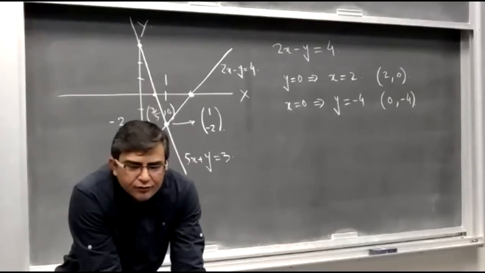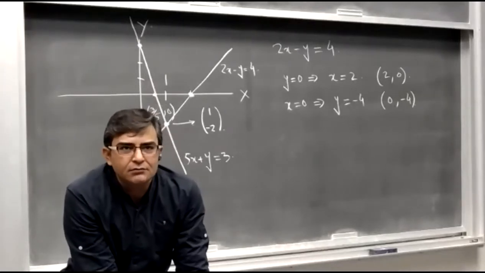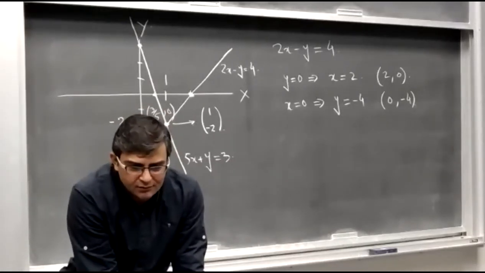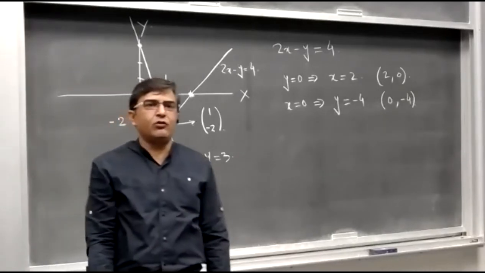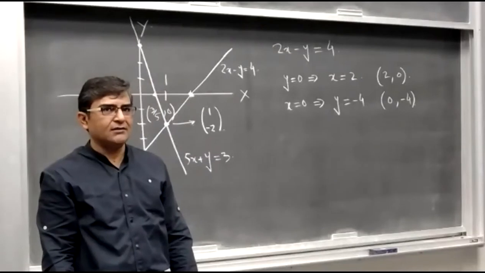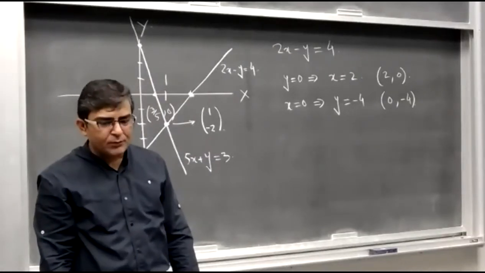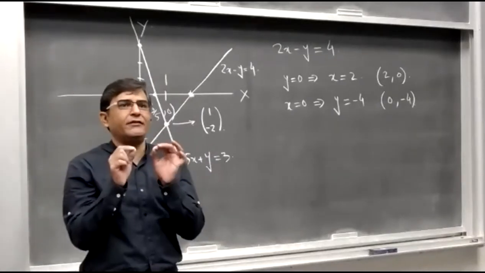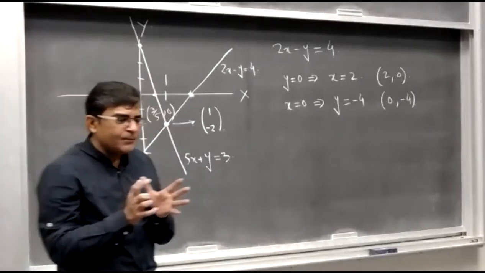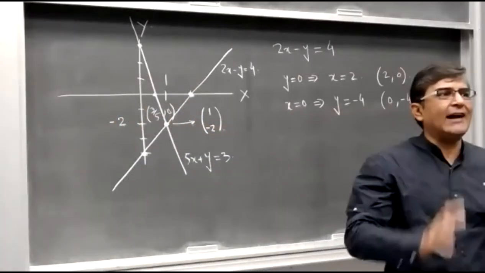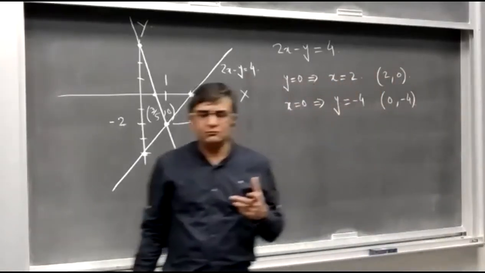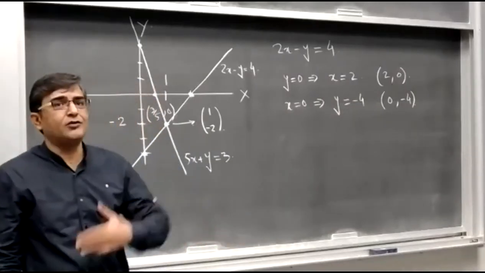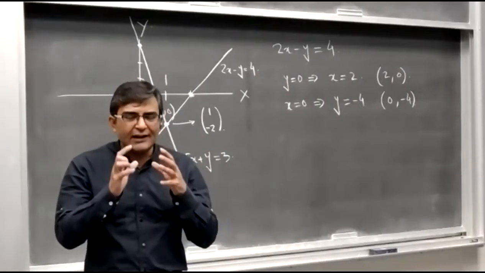When did you get two values for linear equations in two variables? When did you get two values for x and two values for y? It's not possible. At least one of the equations should be a quadratic equation if you get two values for x and two values for y. It is not possible for linear equations that you get two points of intersection. Is it possible that two straight lines intersect at two points? No, sir. It's not possible. So you cannot get two values of x and corresponding two values of y. Now, there are three possibilities here.